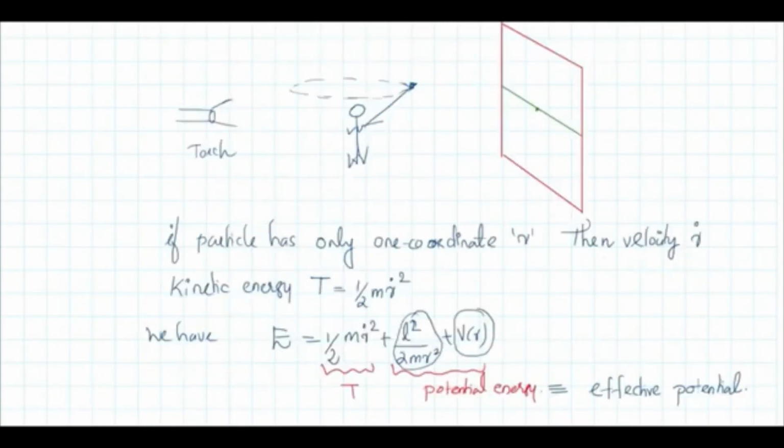Now, if the particle has only one coordinate r, then the velocity will be simply r dot. In the case of a particle moving in one dimension, if there is only one coordinate changing, then the velocity will definitely be the time derivative of that coordinate. So velocity is simply r dot, and the kinetic energy will be simply half m r dot square.